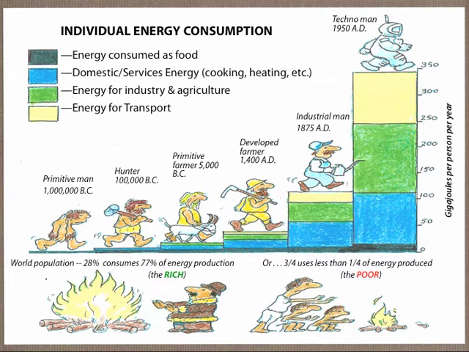At the bottom, an illustration compares energy use between rich and poor worldwide. Roughly 1/4 of the world's population, the rich, uses 3/4 of the energy produced, whereas 3/4 of the population uses 1/4 of the energy. Clearly, there is a connection between the amount of energy used and the relative degree of wealth and comfort.